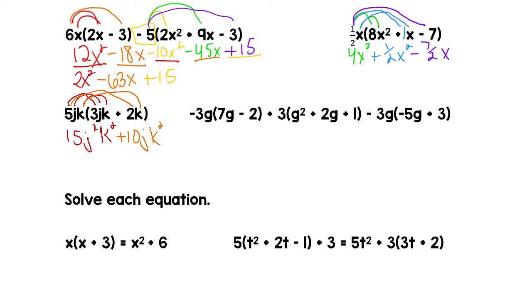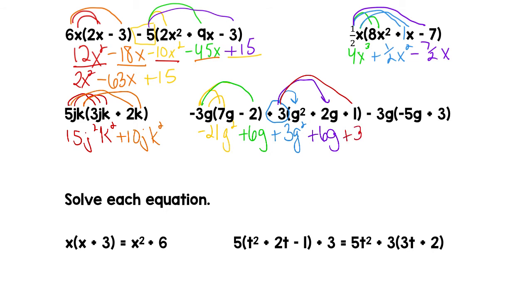The next one has 3 distributions. See if you can do it on your own. Simplify, simplify, simplify. All right, so first we've got -3 times 7 is -21. g times g is g squared. -3 times -2 is plus 6, and the g tags along. +3 this time times g squared is plus 3g squared. +3 times +2 is plus 6, and the g tags along. +3 times +1 is plus 3.